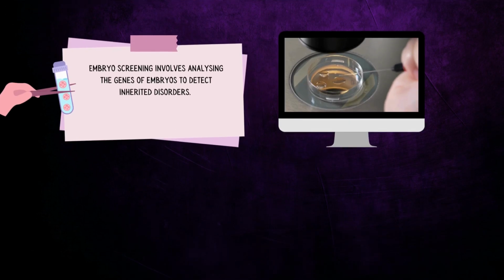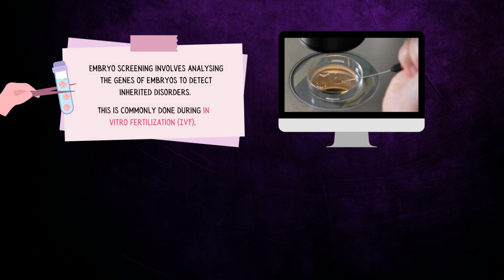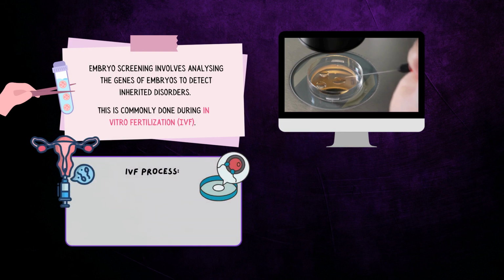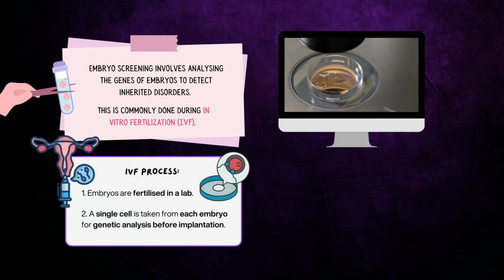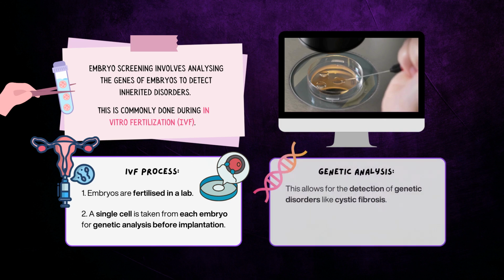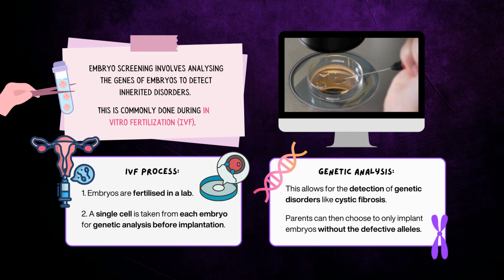Embryo screening involves analysing the genes of embryos to detect inherited disorders. This is commonly done during in vitro fertilization, IVF. Let's discuss the IVF process. In step 1, embryos are fertilized in a lab. In step 2, a single cell is taken from each embryo for genetic analysis before implantation. This allows for the detection of genetic disorders like cystic fibrosis. Parents can then choose to only implant embryos without the defective alleles.